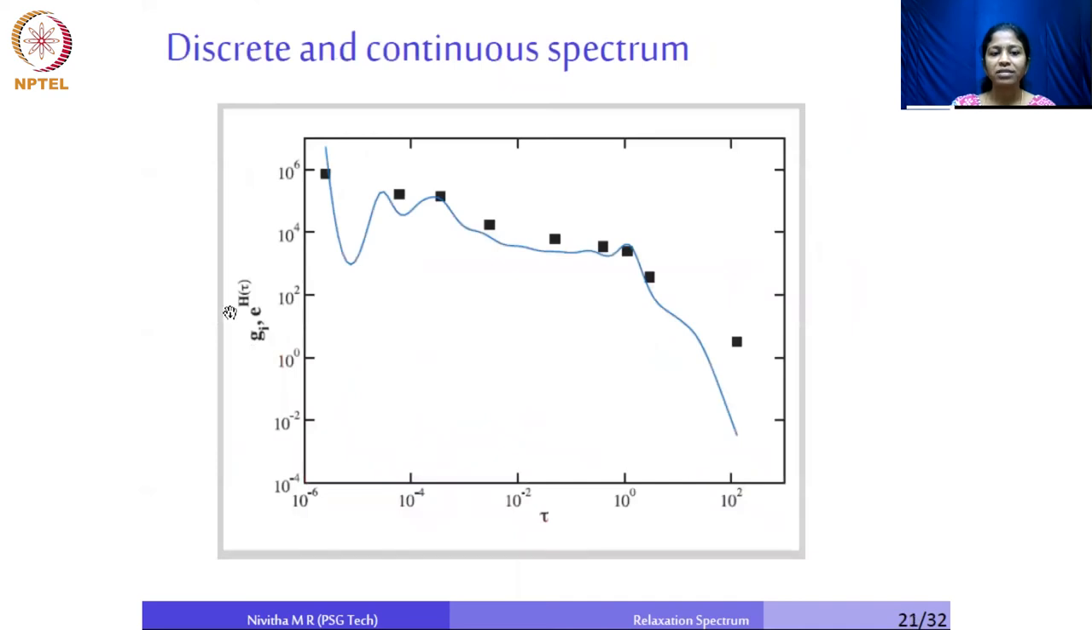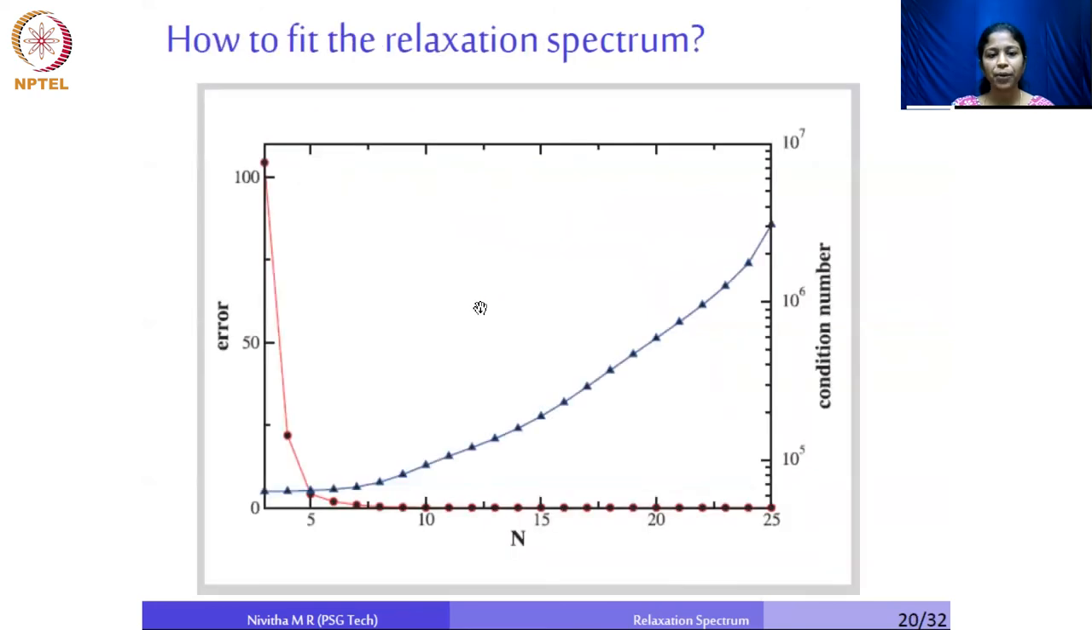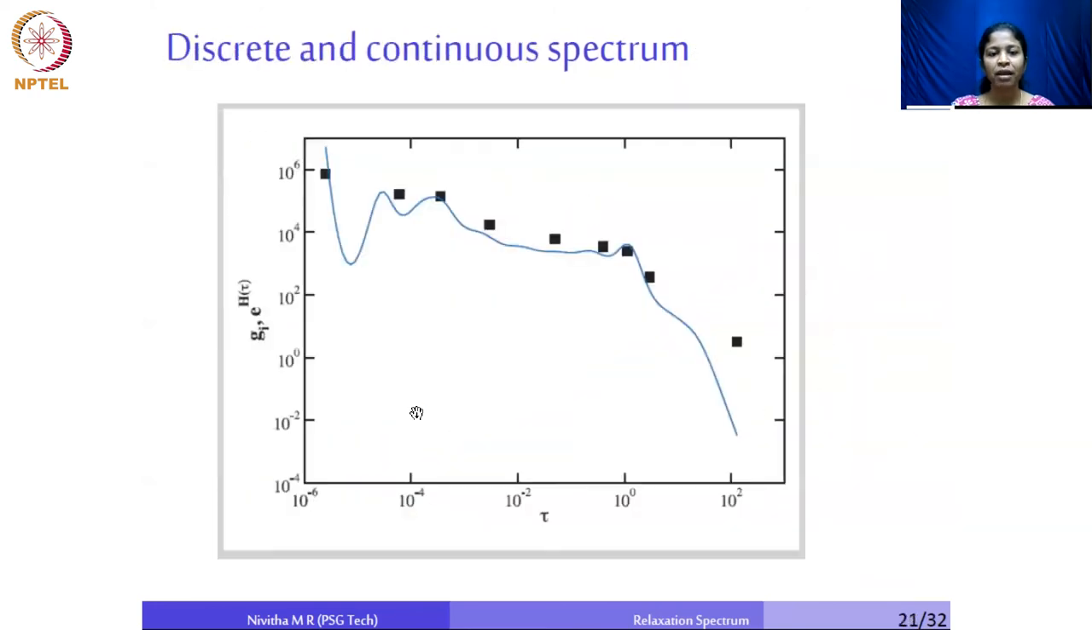Now, this is how a continuous and a discrete relaxation spectrum will look like. The blue line here is my continuous relaxation spectrum, and the black squares that are seen here are the discrete modes that are computed like this. Using this method, we have computed, and this is the discrete relaxation times associated. This is G of I versus tau for the discrete case, and e to the power capital H of tau versus tau for the continuous case. Okay, this is based on the stress relaxation experiment.